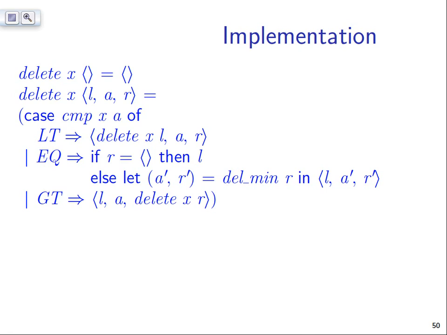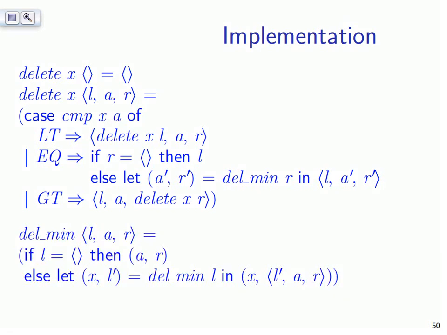But if R is non-empty, what you do is you call a function delmin that gives you the minimal or the leftmost element in R, and then you put that into A. And delmin gives you back two things. It gives you back that minimal element, and it gives you back the remainder tree that's left over after you've removed the minimal element. And then you build this as the result tree. And the delmin function is just, it walks down the left spine of the tree, and as soon as it gets to the end, if L is empty, then it can return A and R, and otherwise you have to do things recursively.